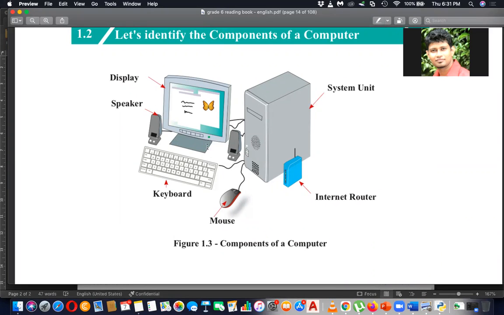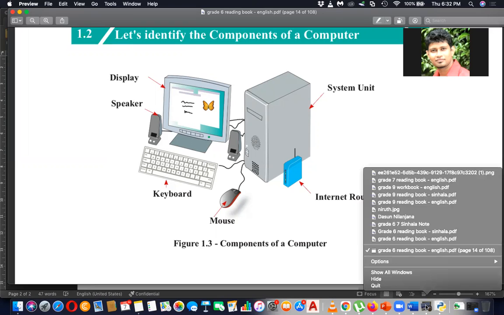Speakers, yes, output. Display, is it input or output? Output. Yes, keyboard and mouse. Input. Yes, very good. So now let's learn similar to that. Let's learn what the other input and output components are.